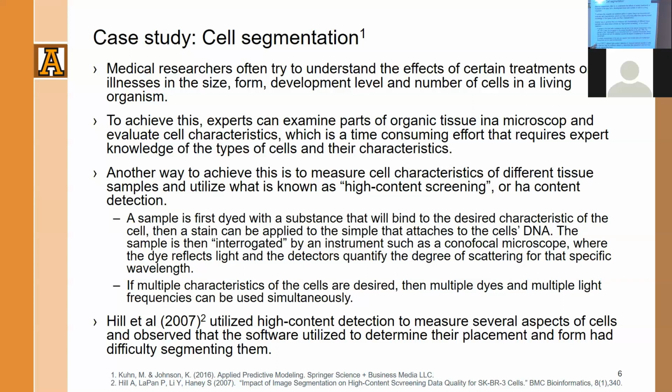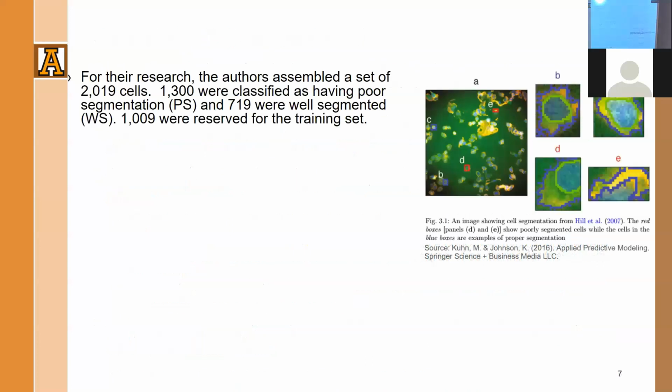Then this is research that was published by Hill and other authors, 2007. Here's the reference. We utilize this high content detection to measure several aspects of cells and observe that the software utilized to determine their placement and form had a lot of difficulty segmenting the cells. The software was not working the way they expected it to work.